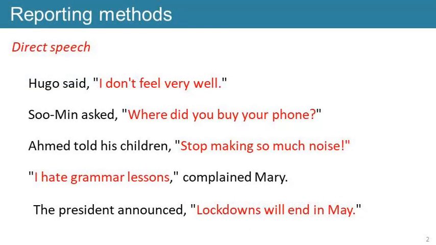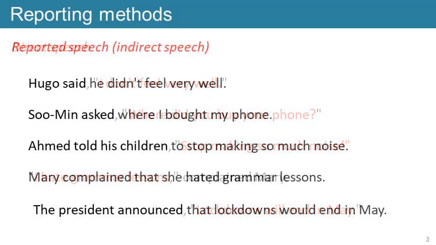One reporting method is to report the exact words you hear or read. The grammatical term for this reporting method is direct speech. You will commonly see direct speech in novels and newspaper articles. Direct speech is indicated by its enclosure within speech marks, also called quotation marks. Here are some examples. Passing on direct speech is not difficult, but it is unnatural and rare in everyday spoken language.